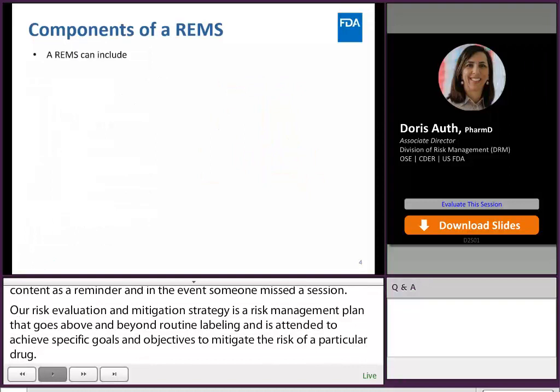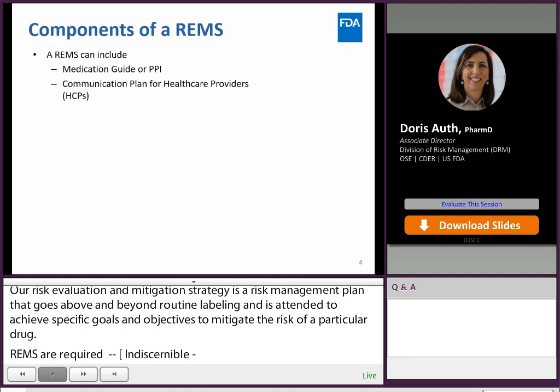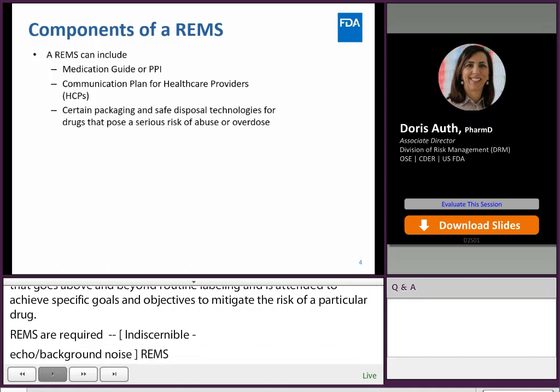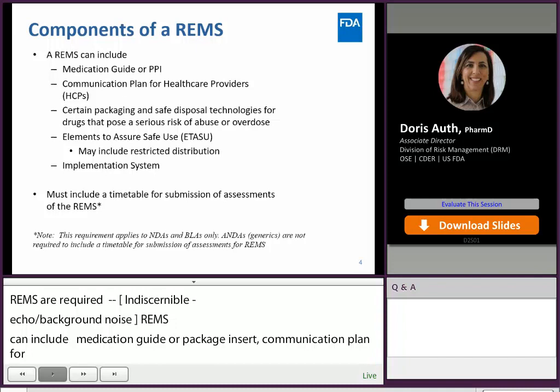A REMS can include a medication guide or patient package insert, communication plans for healthcare providers. Also, packaging and safe disposal technologies may be required for drugs associated with abuse or overdose. Elements to assure safe use, which I'll review again on the next slide, as well as an implementation system. And all REMS must include a timetable for the assessment submissions.